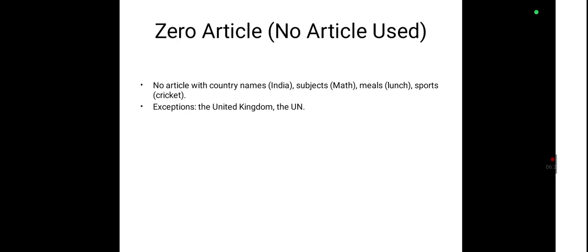The exceptions are the United Kingdom. I said that we cannot use articles before the names of countries, but the exceptional case is that the is used before the United Kingdom. We should use the United Kingdom, the UN, the United States, the United Nations. Like this, we can use. These are the exceptional cases.